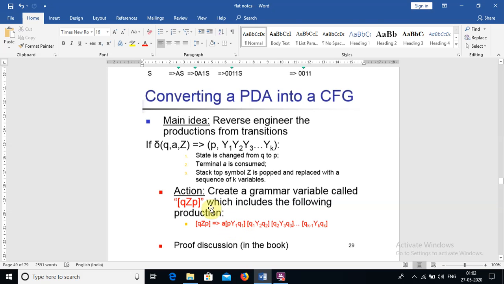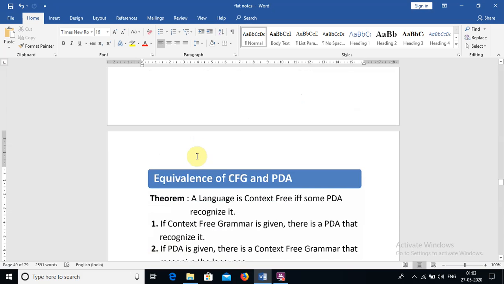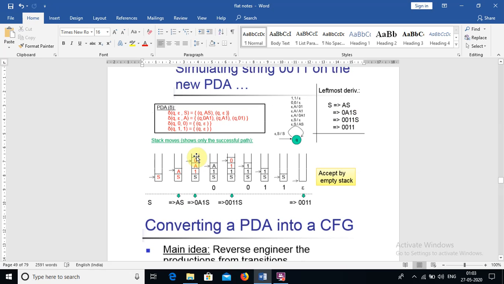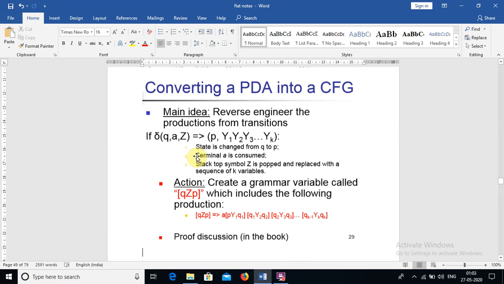So when you push into the stack, you can change to a new state or not, from P to Q1. I mean, while reaching Q to P, we are in different states, right? So P to Q1 and Q1 to Q2, Q2 to Q3. For every pushing of data into the stack, we may be in different states, right? Okay. So this is one way to convert PDA to CFG, and CFG to PDA.